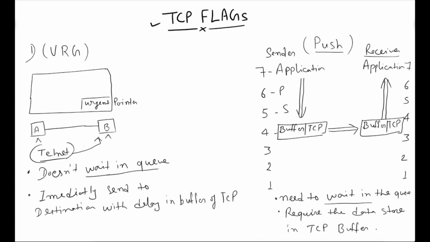And FTP, we can say, is the example of the push flag. In FTP we send huge data, big data, small data, any kind of data. So the data's security should be confirmed, and the data should be ensured to reach the destination. For that reason, every time we need to use the push flag. For this kind of communication, TCP uses the push flag because there is no room for data loss. So this is the difference between push and urgent flag.